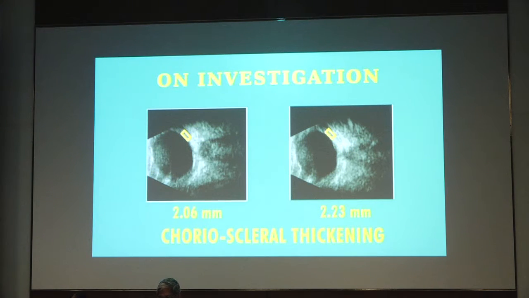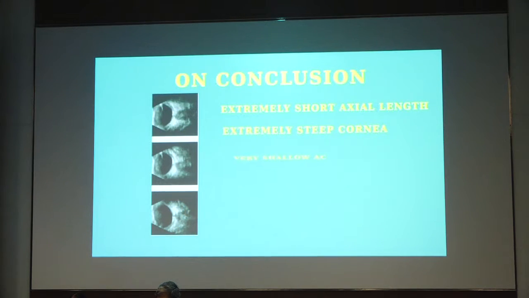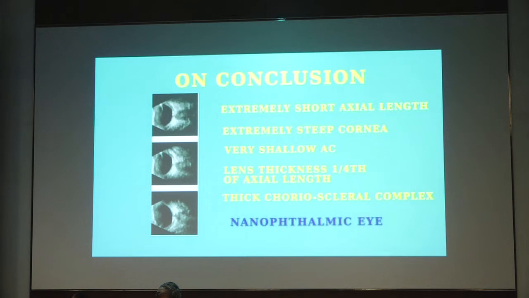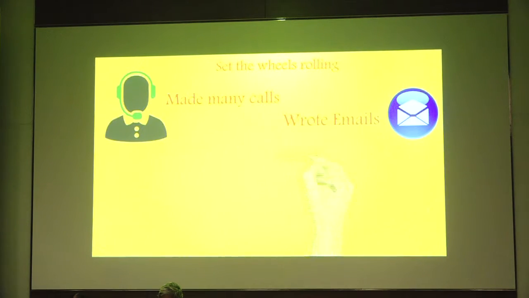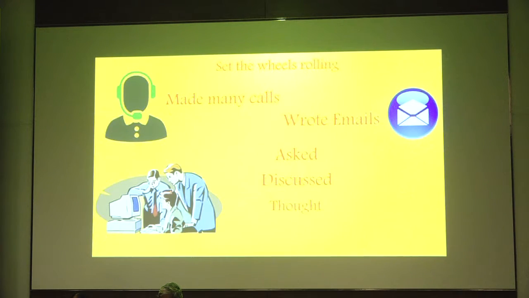These scans showed a thick chorioscleral complex, 2.06 mm in the right eye and 2.23 mm in the left eye. In conclusion, it was an extremely short eye, a very steep cornea, a very shallow anterior chamber, and a normal lens thickness, almost 1/4 of the whole eye. A thick chorioscleral complex, so a nanophthalmic eye, or shall I say, a thick nanophthalmic eye. Set the wheels rolling, made many calls, wrote emails, asked, discussed, thought, and reviewed literature.